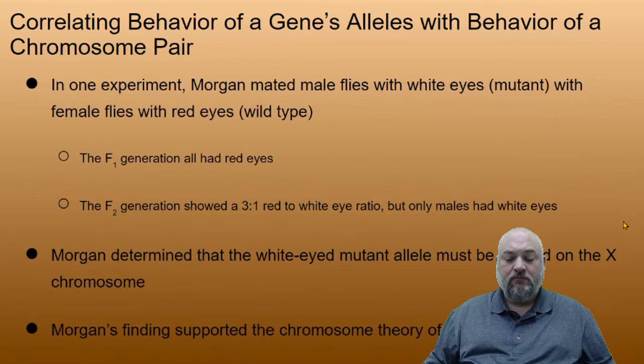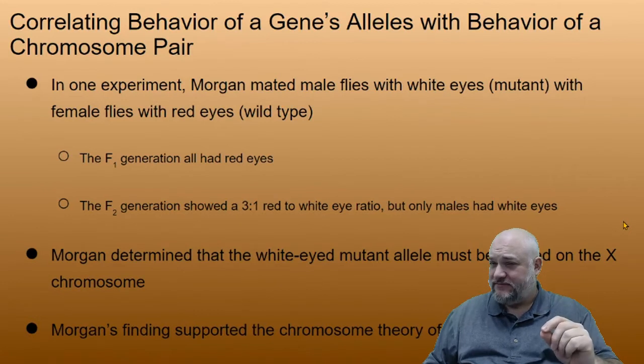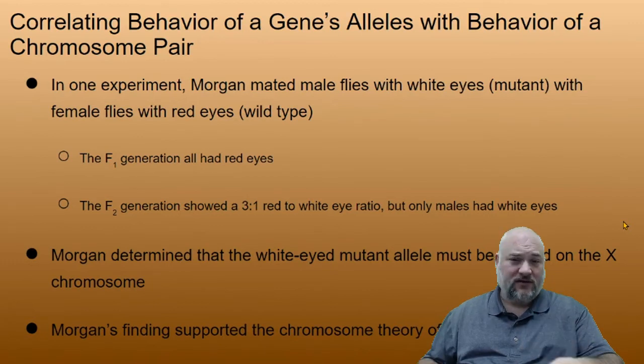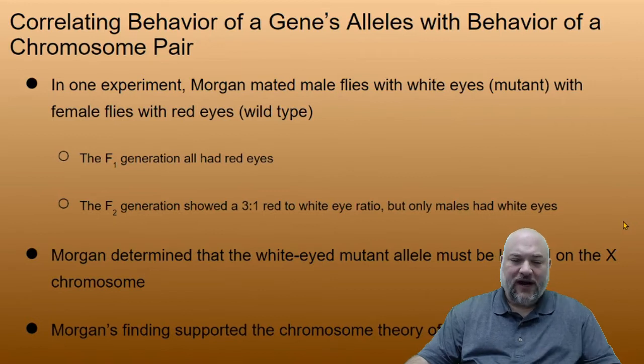but only males had the white eyes. Only males. So something was different than regular old Mendelian genetics here, where it wouldn't have made a difference whether it was a male or female. Okay. So Morgan determined that the white-eyed mutant allele must be located on the X chromosome.